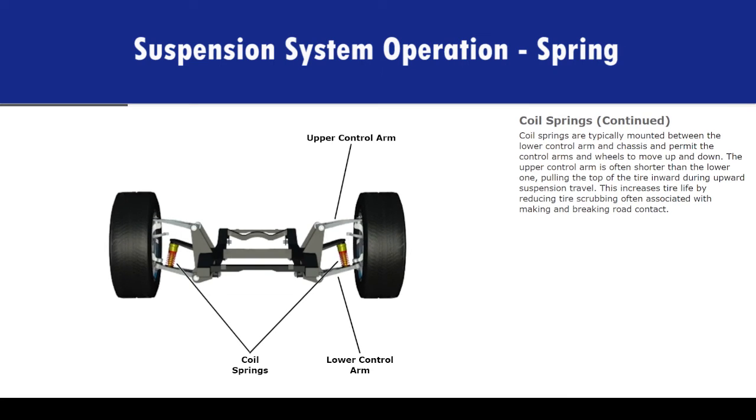Coil springs are typically mounted between the lower control arm and chassis and permit the control arms and wheels to move up and down. The upper control arm is often shorter than the lower one, pulling the top of the tire inward during upward suspension travel. This increases tire life by reducing tire scrubbing, often associated with making and breaking road contact.